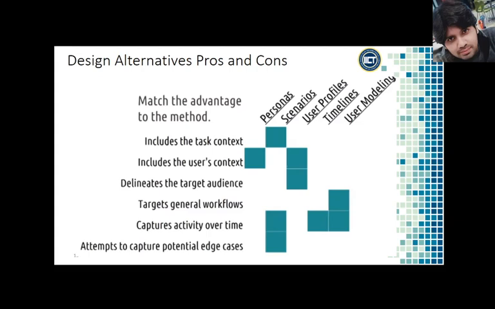Personas and user profiles, on the other hand, do include the user's context. They include plenty of information about who the user is, why they are doing this task, and what their motivations are. You could make the argument as well that scenarios and timelines include the user's context, because the way we describe them, they are instances of the personas being stretched out over a scenario or over time.